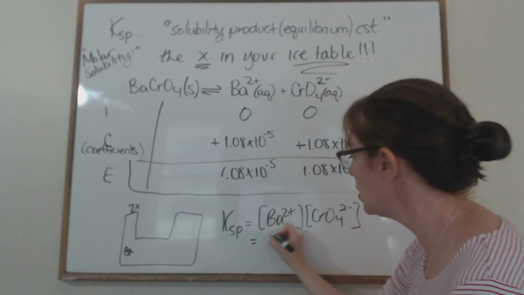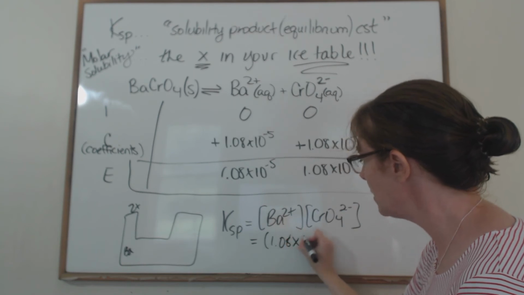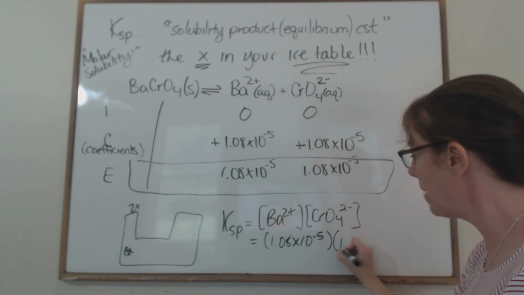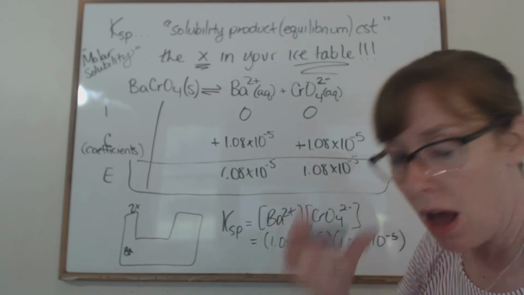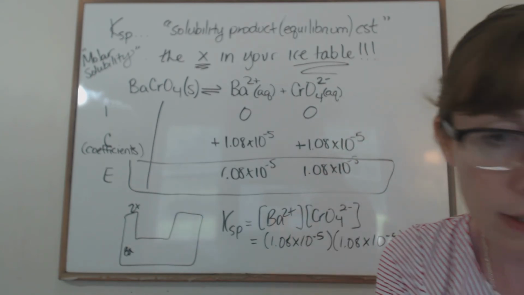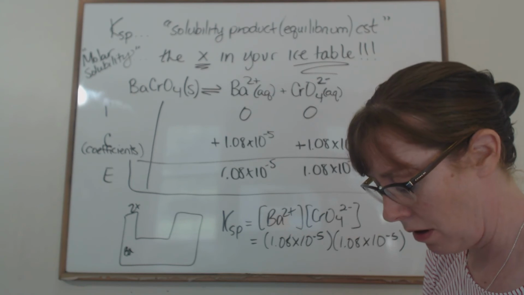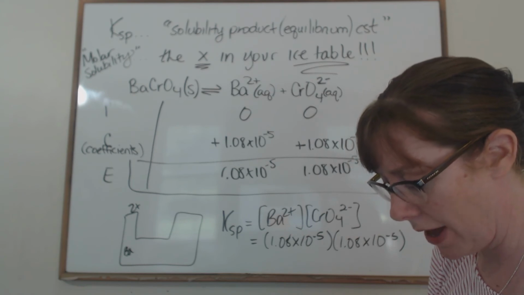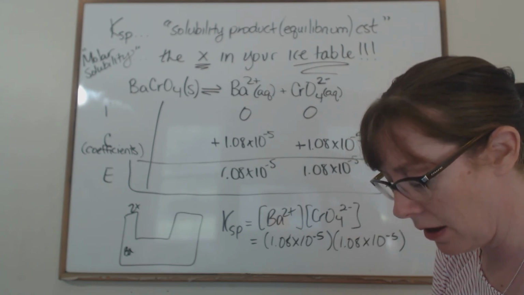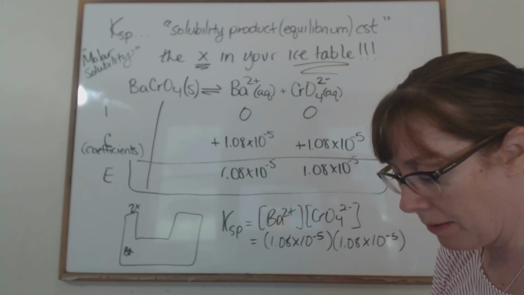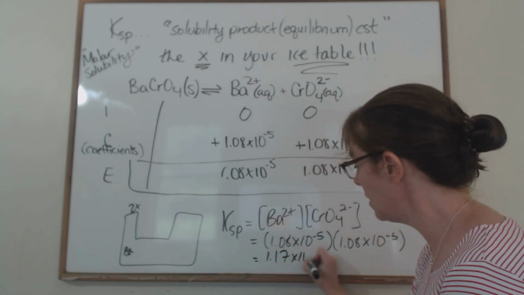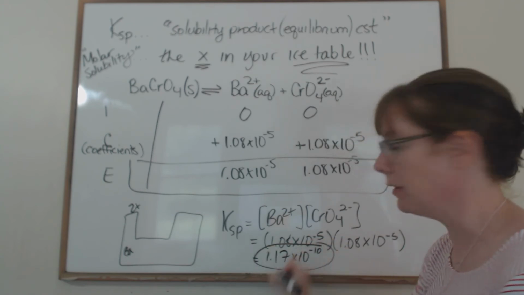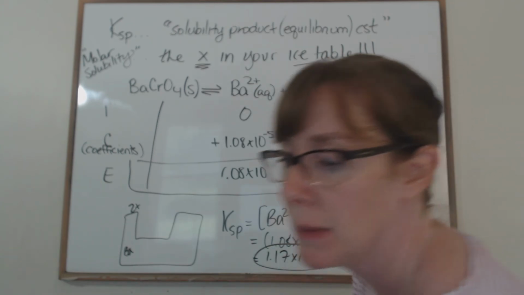So these numbers are what you're putting in here. Ba2+ is 1.08 times 10 to the minus 5th. And you're timesing it by the other one, so you're essentially squaring the number. So I am getting 1.08 times 10 to the minus 5th squared, and I'm getting 1.17 times 10 to the minus 10, and that would be the answer for the value of KSP.